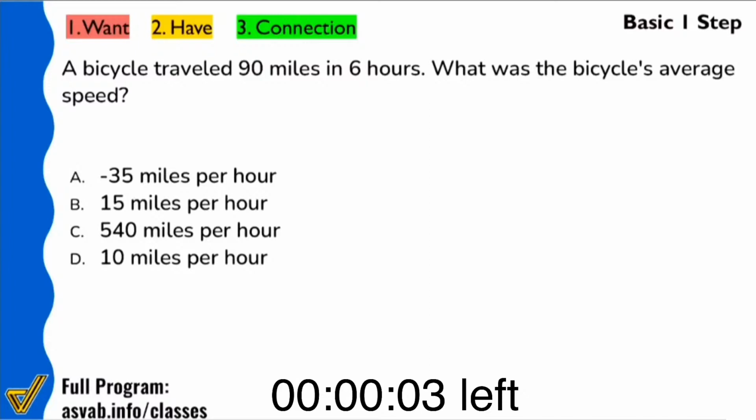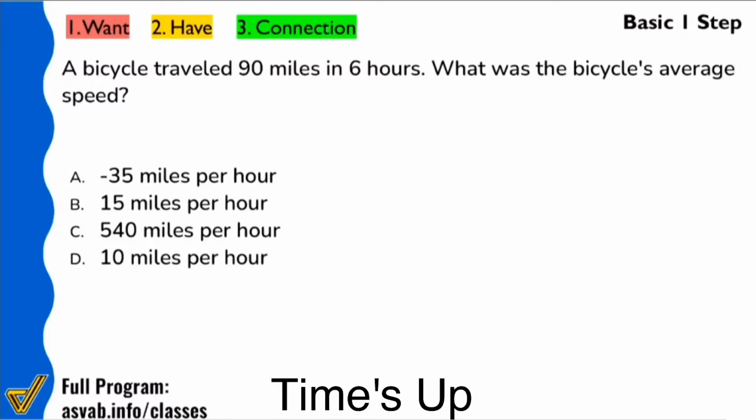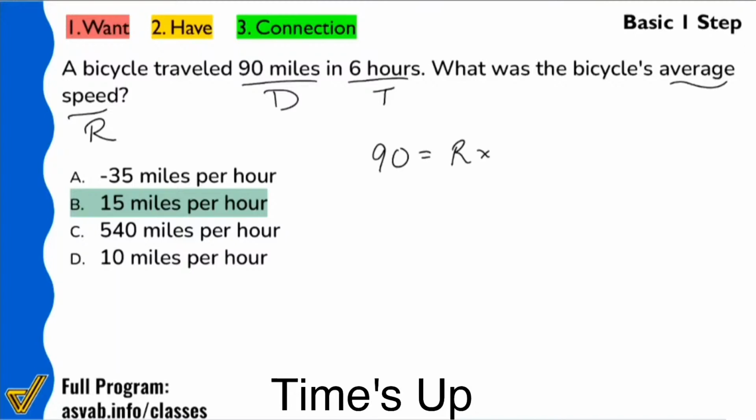Four, 3, 2, and 1. What is our answer here? All right, so in this question, our answer here is going to be B, 15 miles per hour, because we have a distance of 90 miles in 6 hours. That's our time. Average speed, we are looking for the rate. So because of that, we set this up and it'll be 90 equals R times 6. And we'll divide by 6 on both sides to get that done.